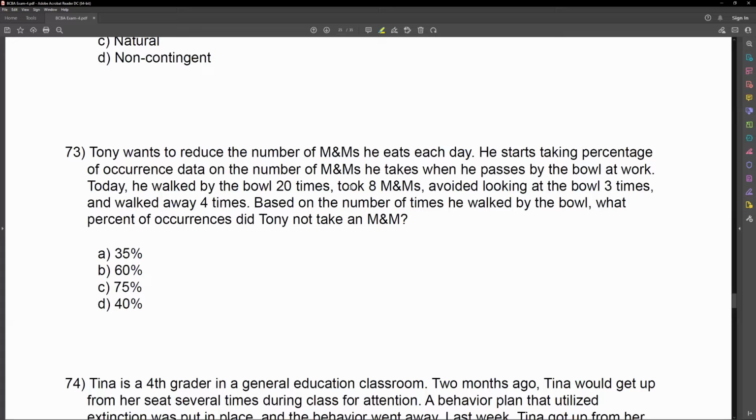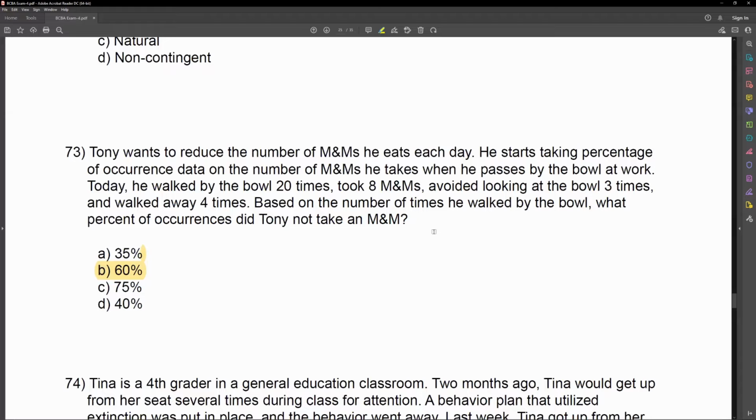So we know he took 8 M&Ms. So 8 out of 20, he did take an M&M. Therefore, 12 out of 20, he did not. To find the percent of occurrences, you just find a percentage. So all we're going to do is divide 12 by 20, and we're going to get 60%. Very simple percentage question. Don't get bogged down by these other numbers. Simply answer the question using the data they give you.